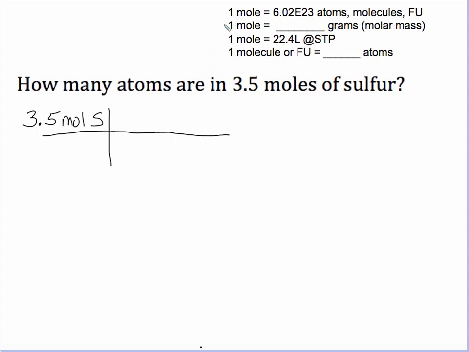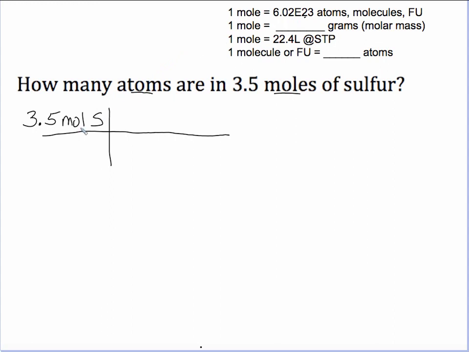Now you want to look up here and pick the right conversion factor. So we have moles, and we want to go to atoms. So we've got to find the one. Now these 3 have moles in them, so we're going to pick one of these. We wouldn't pick this bottom one because it doesn't have moles. And then we want to go to atoms, so we find the one that has moles and atoms in it.